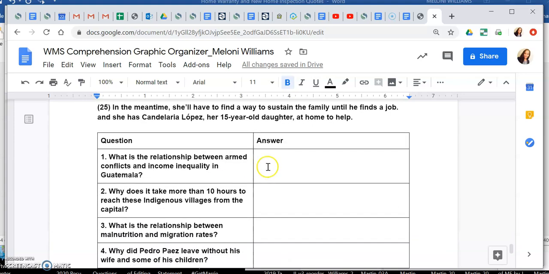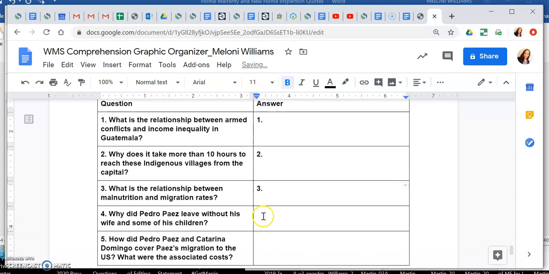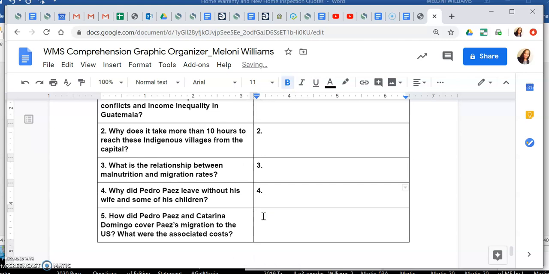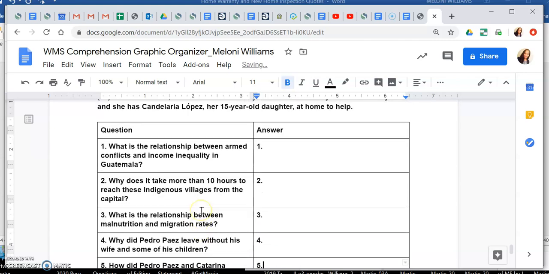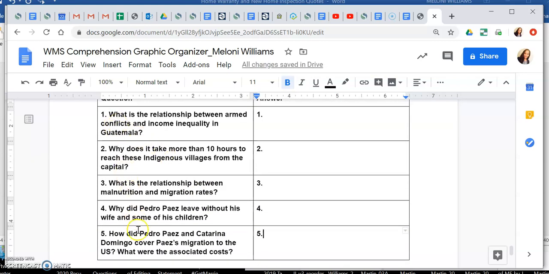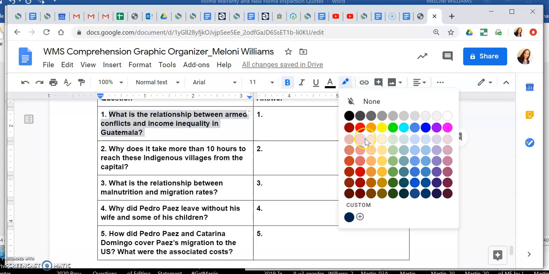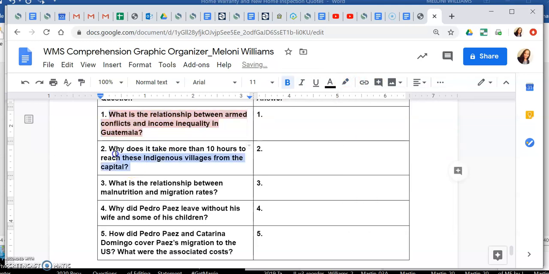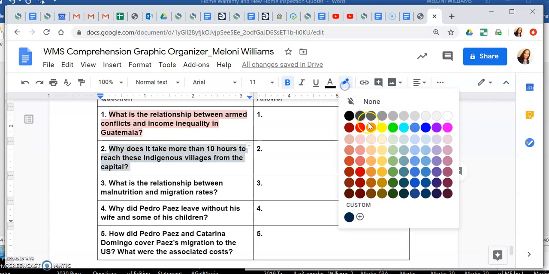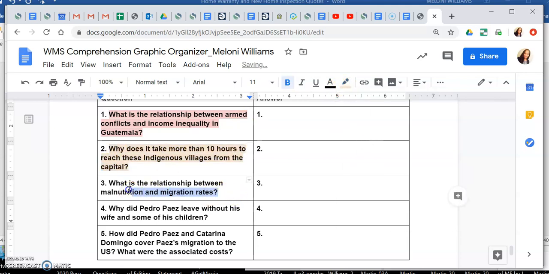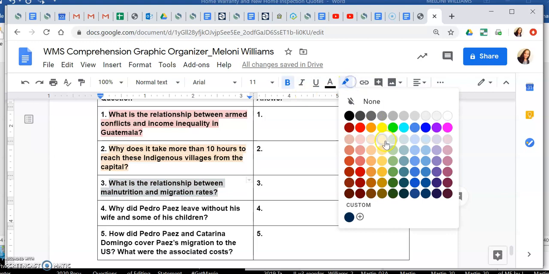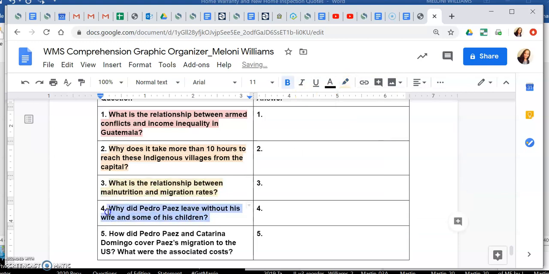The next thing that I'm going to do is add the answer numbers in the boxes just for more organization. Okay, and remember we have to pick a color for each of these questions so that when we go and find our textual evidence, we can highlight it in that same color to make it easier to find and support how we got our answer. Okay, so I'm just going to go through and give each one of these a color.